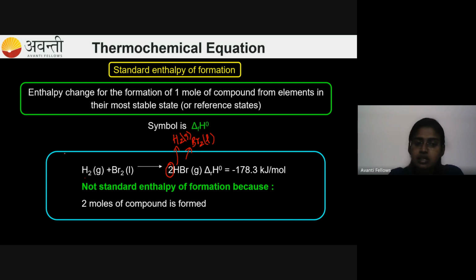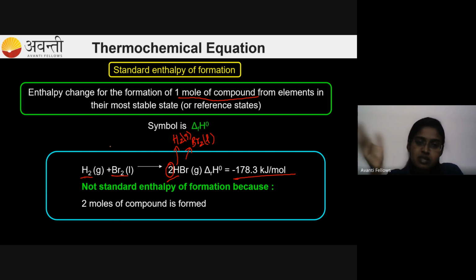Yes, the reactants are the constituent elements, but only 1 mole of the compound has to form, and 2 moles have been formed here. So this value doesn't represent the standard enthalpy of formation. This is how you have to find the correct answer from this type of equation. 1 mole of the compound should form, and it has to be formed from its constituent elements.